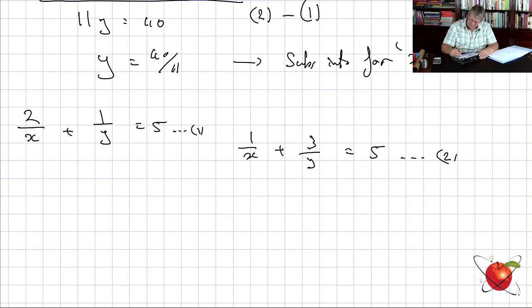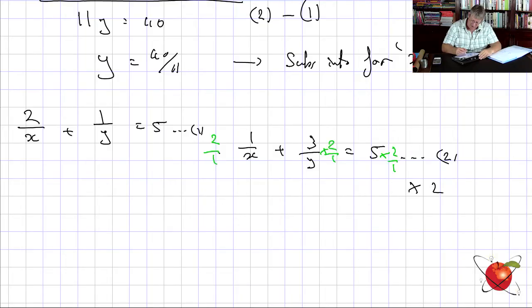So let me multiply this by 2. What happens now? Let's put in our multiplier: 2 over 1, 2 over 1, 2 over 1. You'll see now, what do I do when I multiply fractions? Multiply the numerator and multiply the denominator, right? That's a critical thing that you remember.